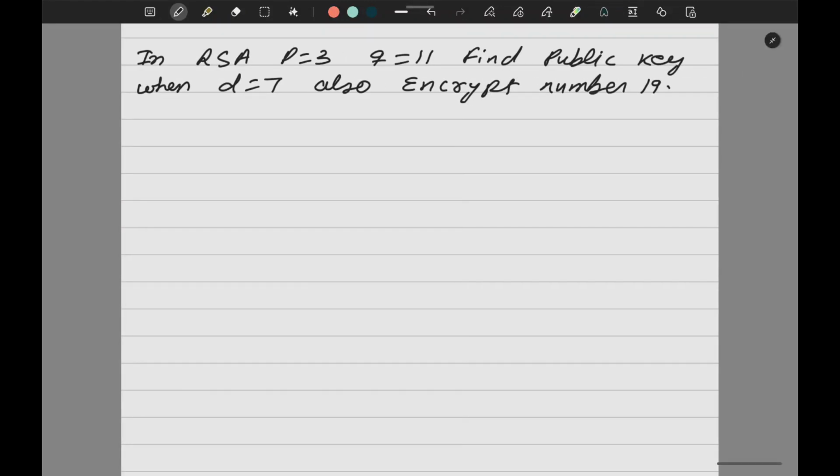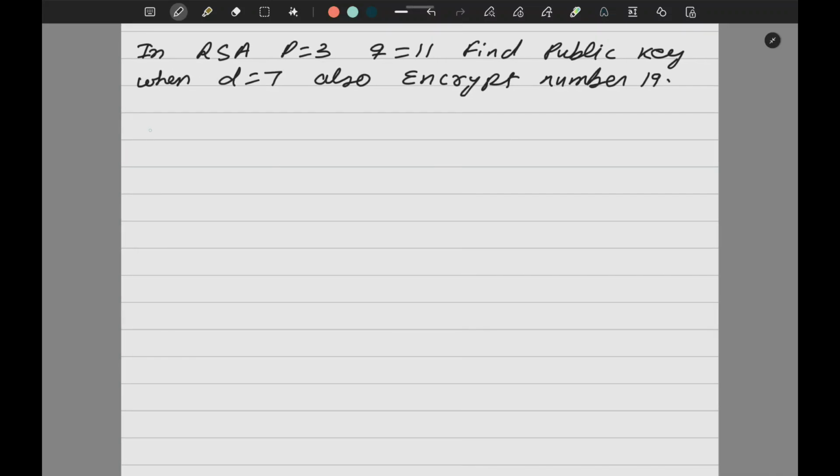See, in RSA, P and Q are given. Find the public key when D is equal to 7. Now, see here, D is given. In the previous two questions, E was given. Now, D is given. It will not affect us. Our procedure will remain the same.